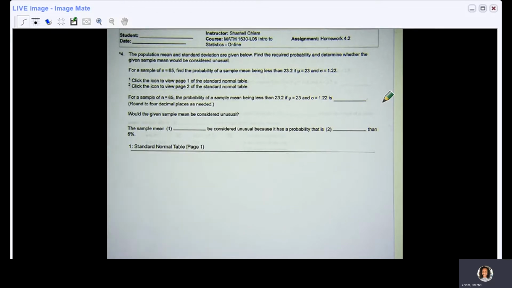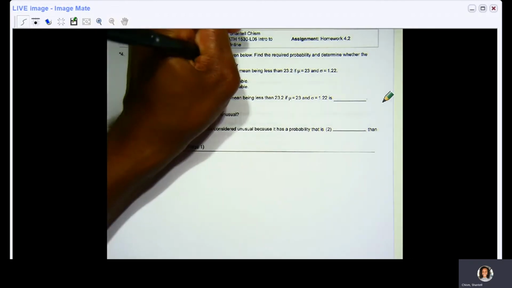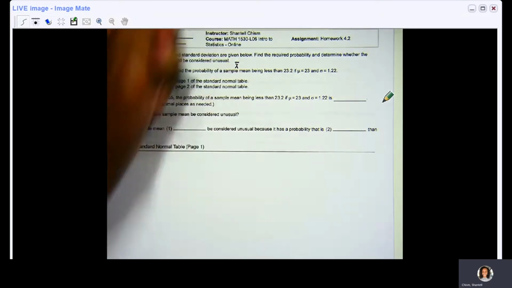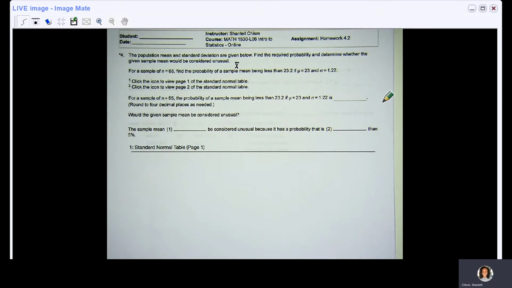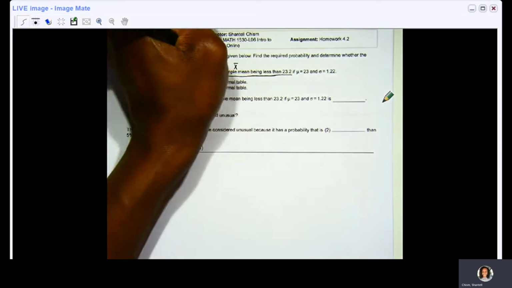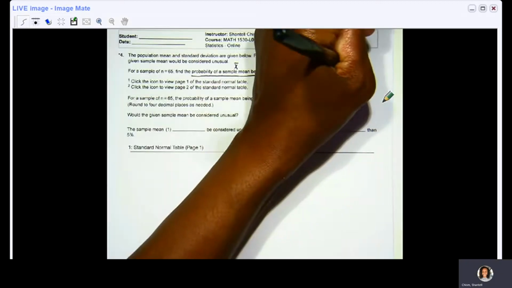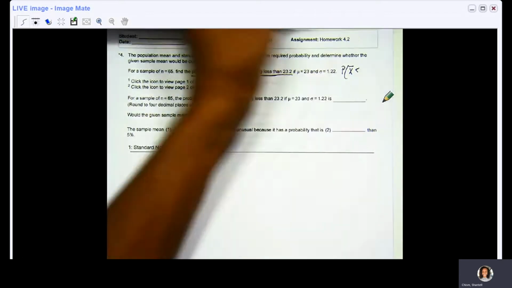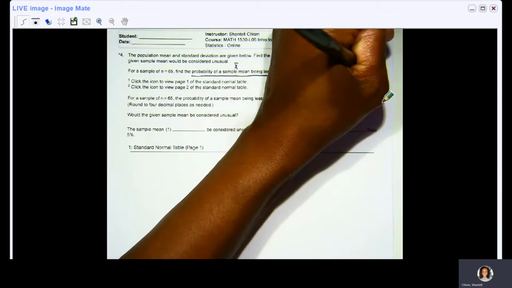So we're going to be calculating the probability here. We're told that we have a sample of size 65, n is 65, and we want to find the probability of a sample mean, the probability of X bar. Remember, the sample mean is called X bar, as it has been since module 2. So we're looking for the probability of X bar being less than 23.2. That's what we write as a probability statement: the probability that X bar is less than 23.2.